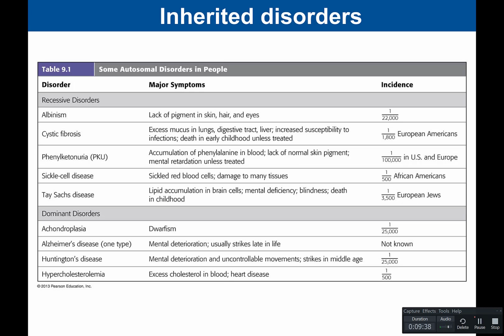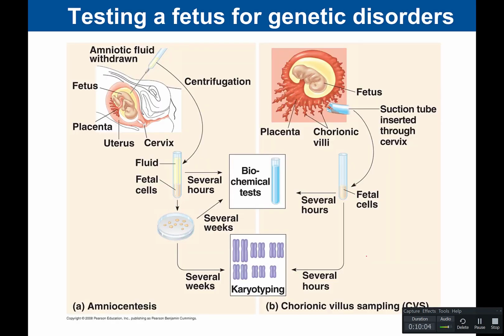And then we have hypercholesterolemia, which leads to excess cholesterol in the blood and eventually leads to heart disease. 1 in about every 500 people. So that one is not quite as rare. And actually, hypercholesterolemia, while it's listed here as dominant, it actually is not fully dominant. It is what we call incomplete dominance. And we'll talk about that more in just a minute. So there are ways to test a fetus to see if they have that disorder. So for example, let's say I was Eastern European Jewish descent, right?